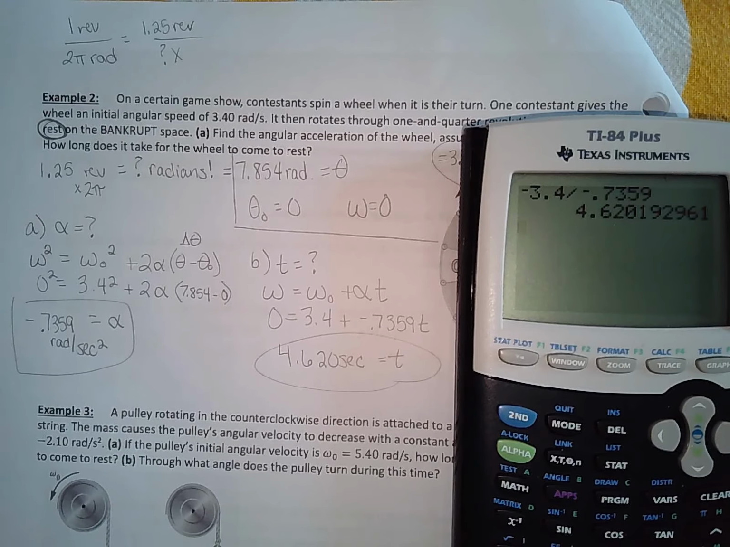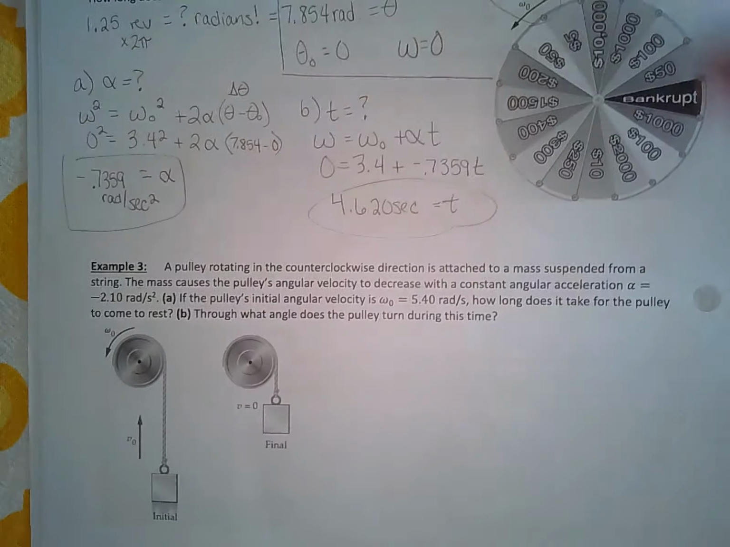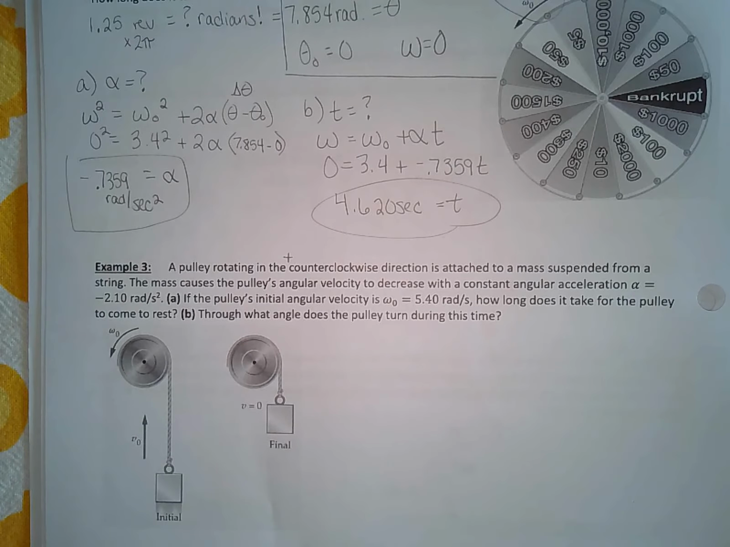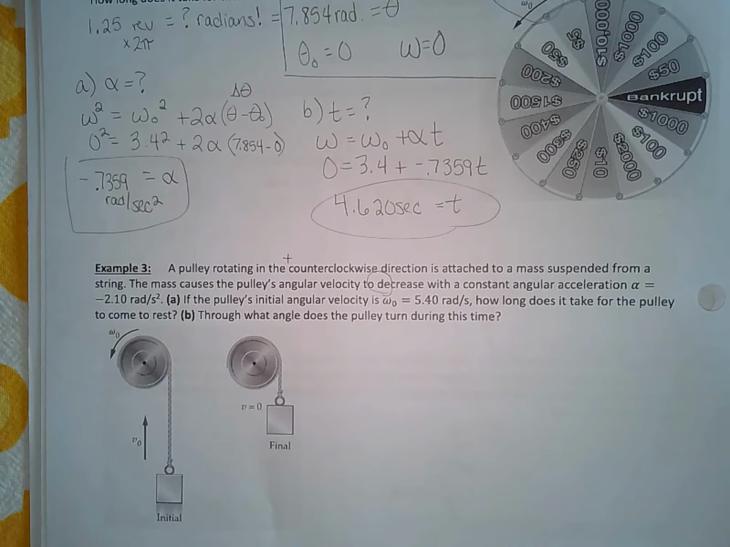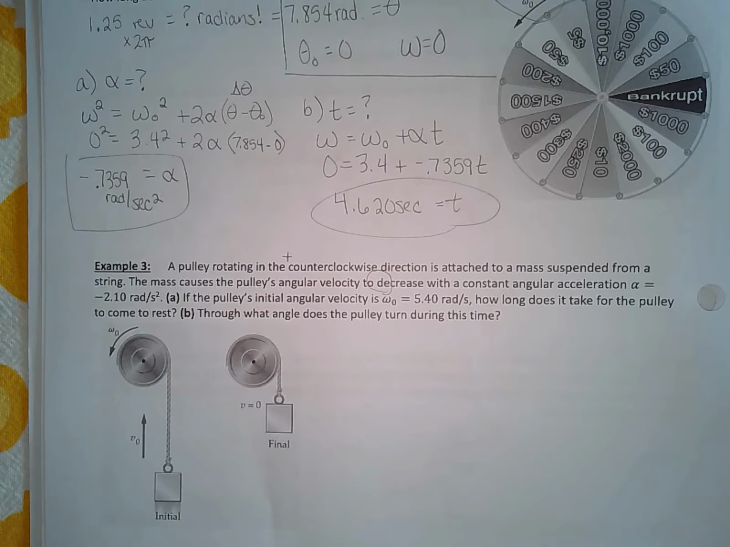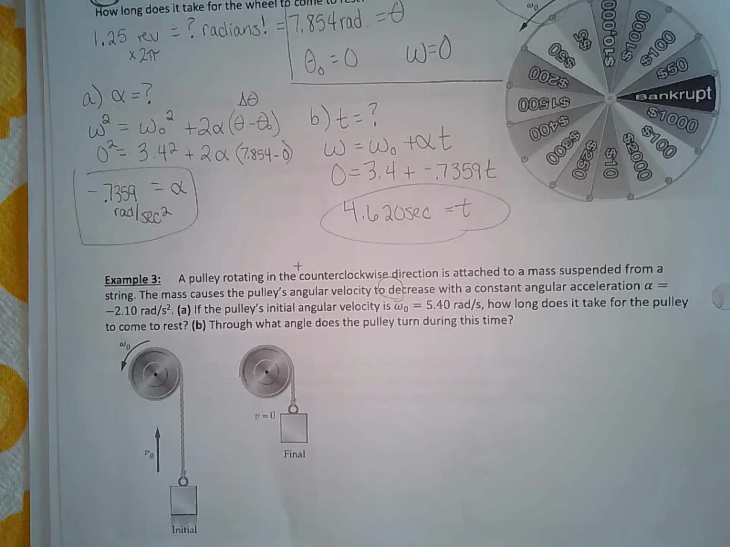All right, example 3. Let's do this thing. A pulley rotating counterclockwise, positive, in the direction is attached to a mass that is suspended to a string. The mass causes the pulley's angular velocity to decrease. By the way, that means that we have negative acceleration with a constant angular acceleration. And there it is, negative 2.1 radians per second squared. Slowing down, negative acceleration, just like linear. If the pulley's initial velocity is 5.4 radians per second, how long does it take?